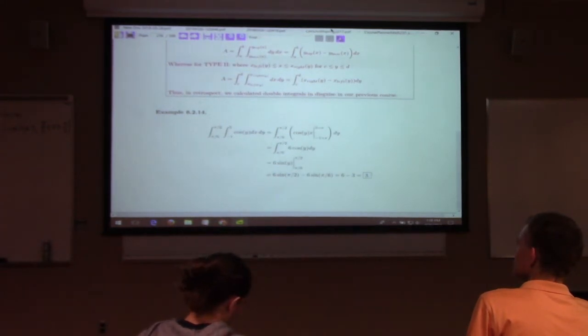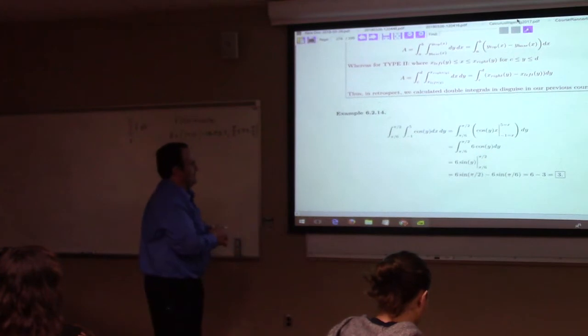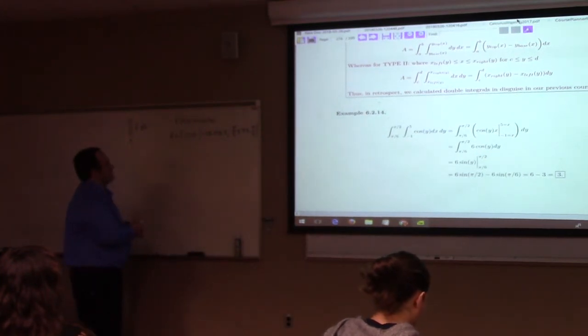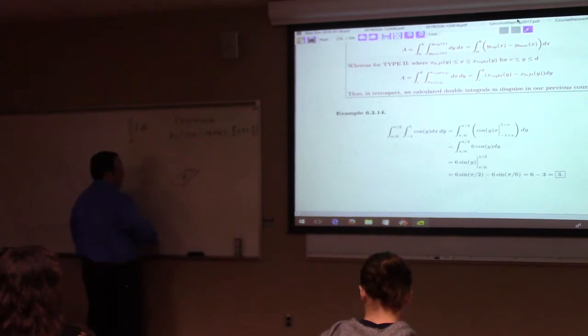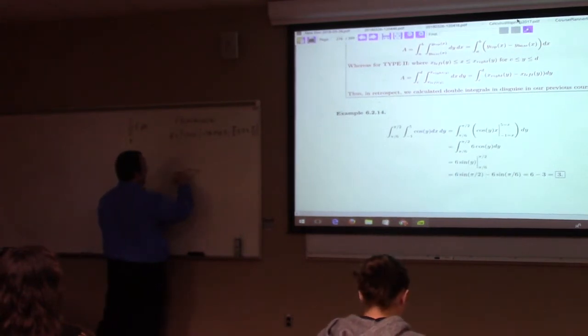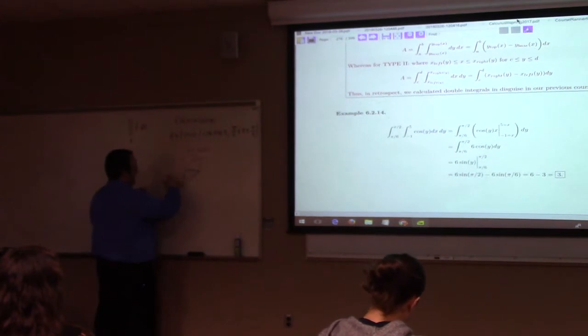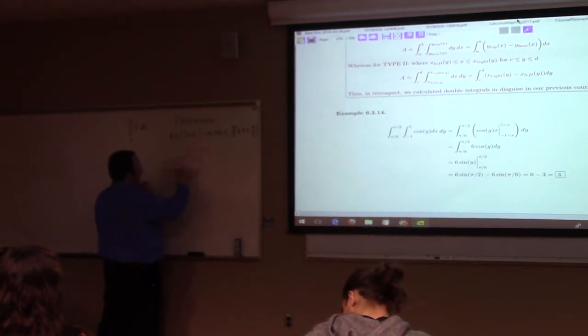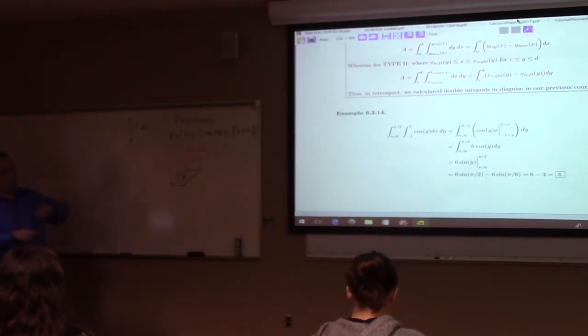That's the setup. We're integrating over a rectangle, right? What does this answer mean? Geometrically, what is that? So here's that rectangle, right? And then over that, I'm not sure what it looks like exactly, but here's z equals cosine of y, right? The volume bounded between R and the graph of cosine y over that region is 3.